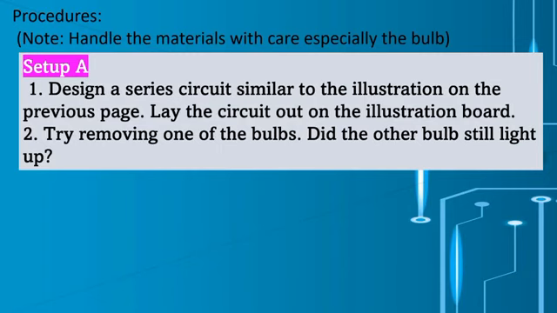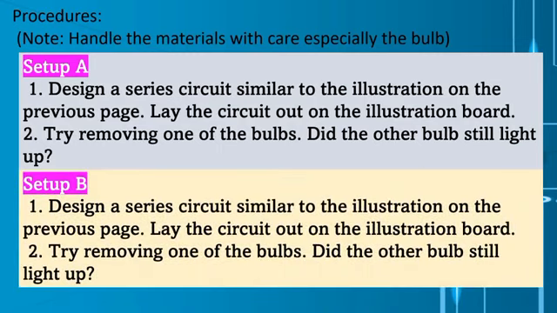Set up B. Number 1. Design a series circuit similar to the illustration on the previous page or slides. Lay the circuit out on the illustration board. Number 2. Try removing one of the bulbs. Did the other bulbs still light up?